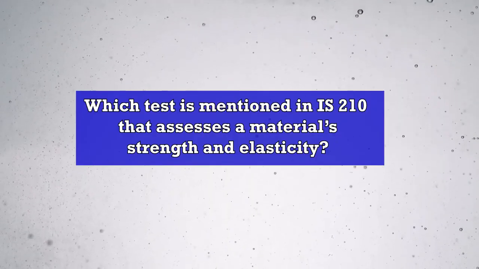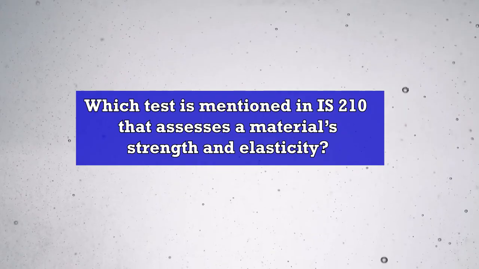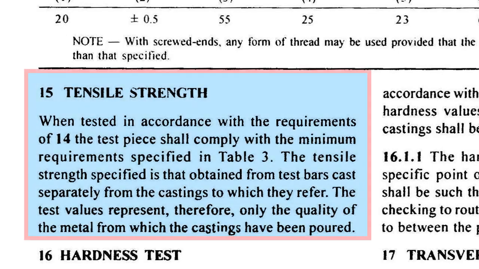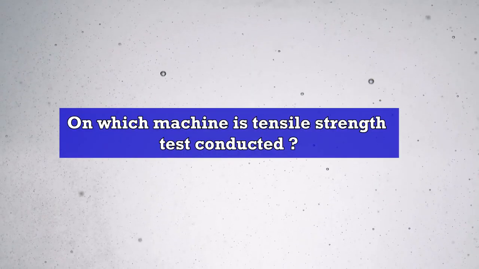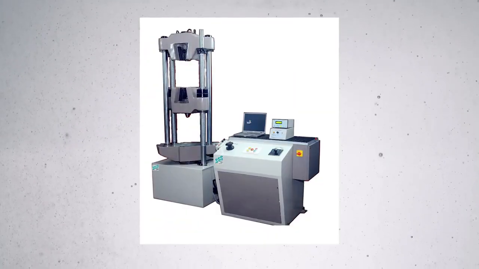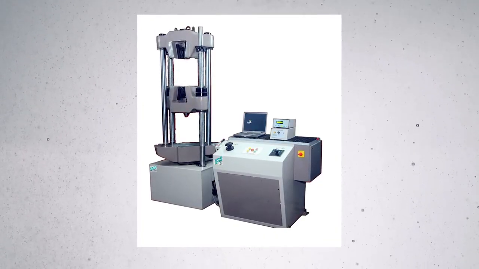Now moving to testing parameters. Which test is mentioned in IS 210 that assesses a material's strength and elasticity? That's the tensile strength test mentioned at Clause 15 of IS 210. On which machine is the tensile strength test conducted? The tensile test is conducted on a universal testing machine, UTM.